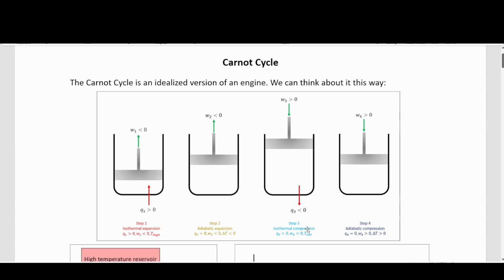Then we have the isothermal compression, where now the piston is being pushed back down. So now we're losing heat. So this is isothermal. The temperature stays the same, but we are losing heat. Then we have the adiabatic compression, where now we're no longer losing heat, but the temperature is now changing. And in both of these steps, work is being done on the system. And so work is positive in this case.